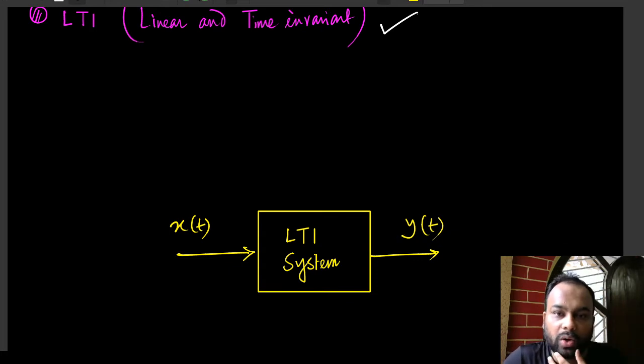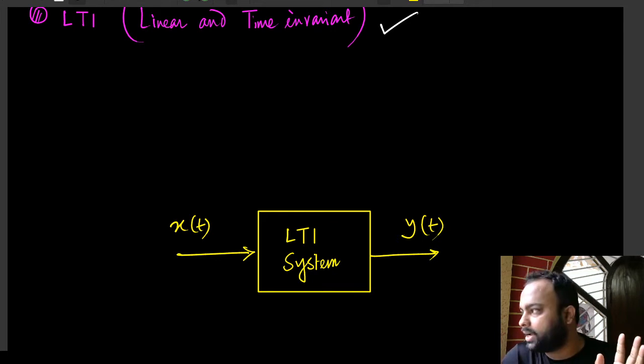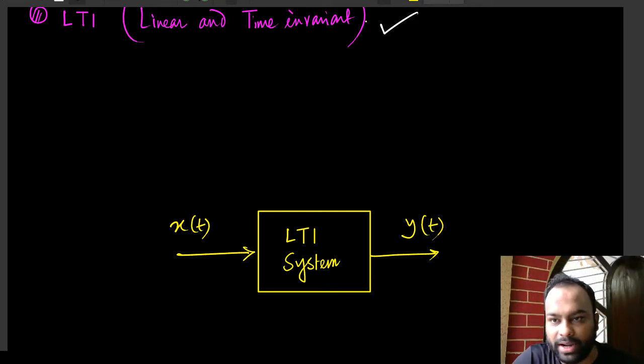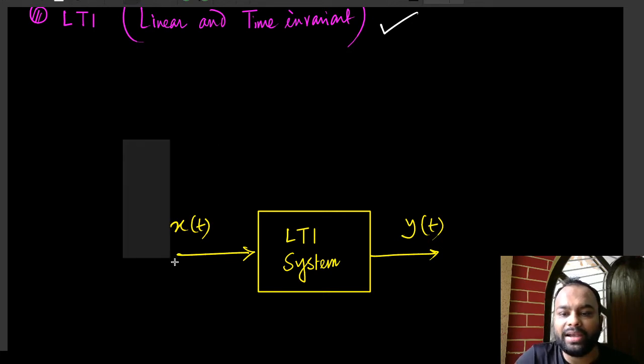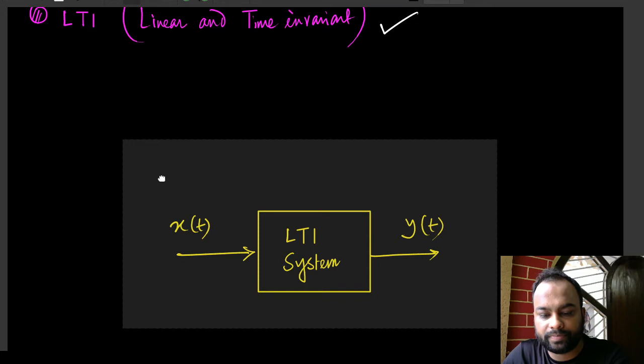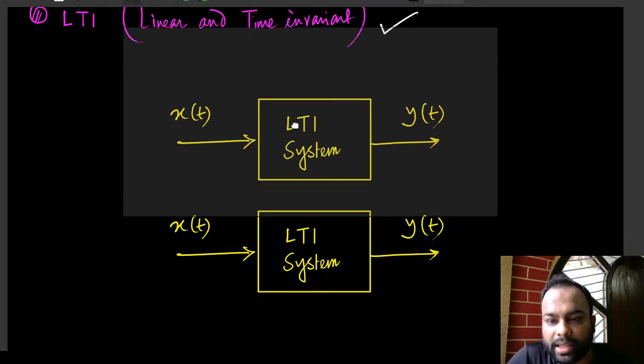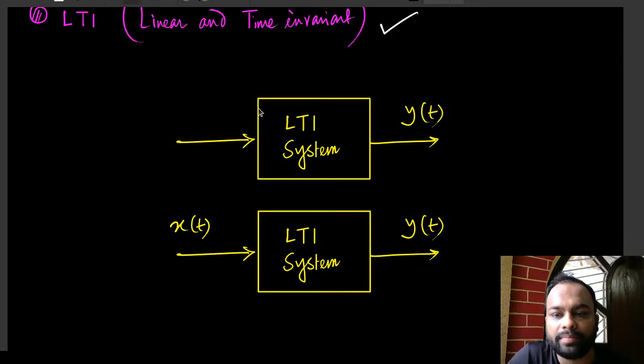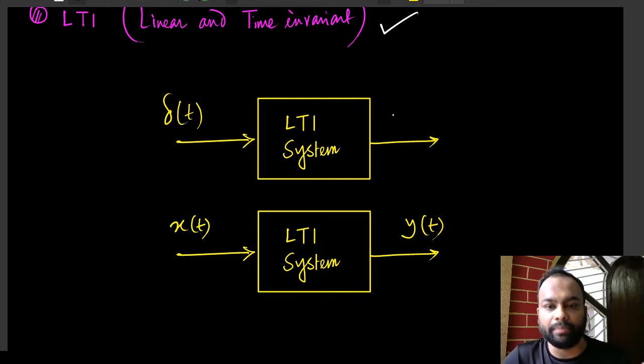Let me show you an example, and the example would not be an electrical example. It will be a day-to-day example. The idea is, if you have a linear time invariant system, then you can calculate something called an impulse response for the system. And what is the impulse response of a system? You just excite the system with a unit impulse.